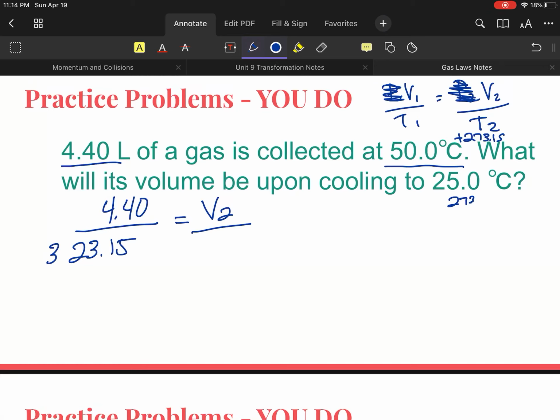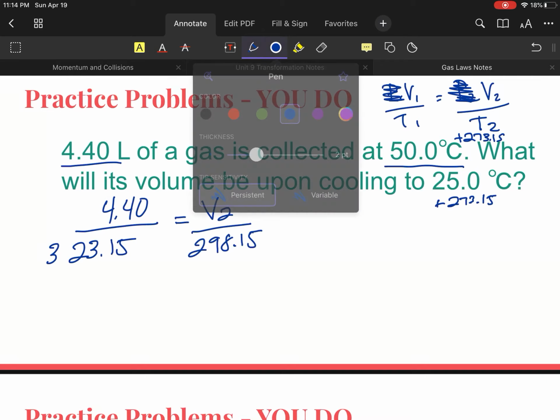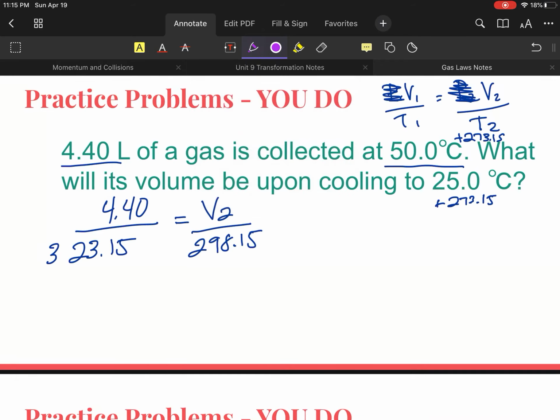What is the volume when I cool it down to 25? So again, I have to add that 273.15. I get 298.15. So I can solve this by cross multiplying. So 4.4 times 298 equals 323.15 times my volume that I don't know.